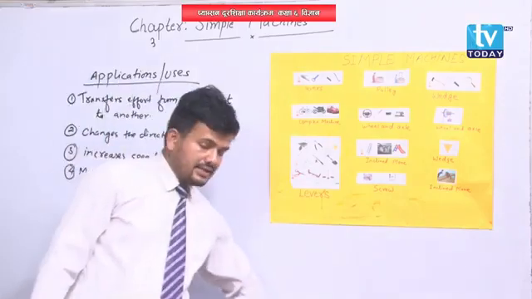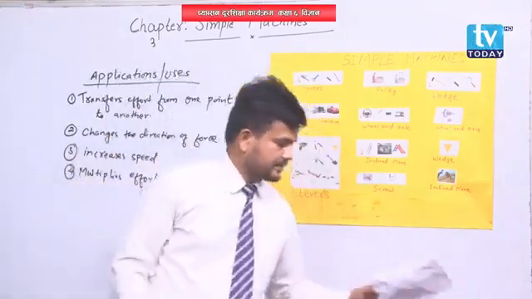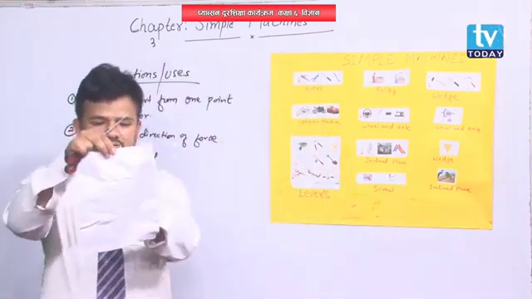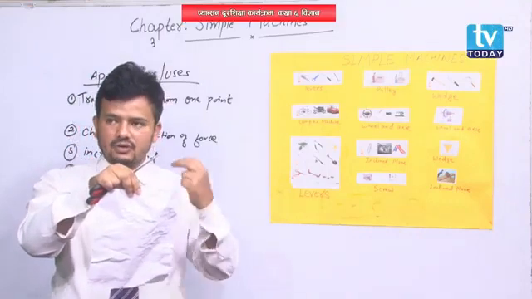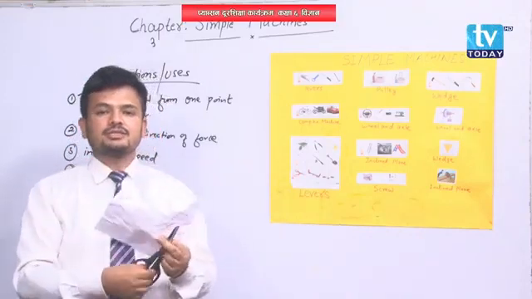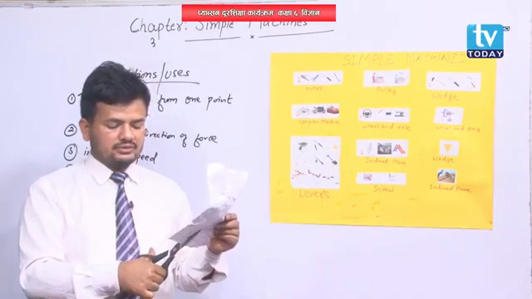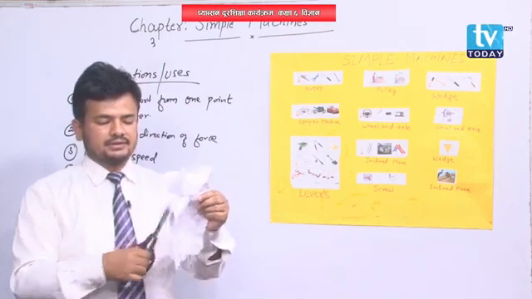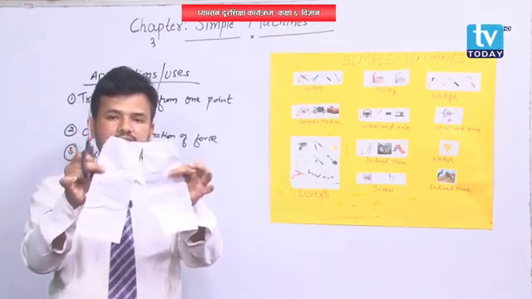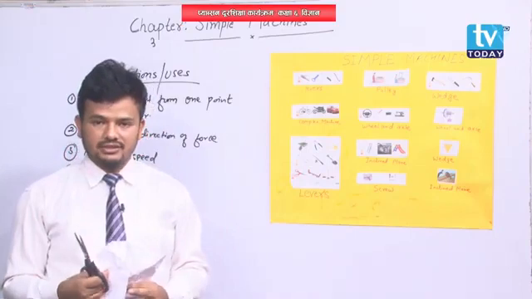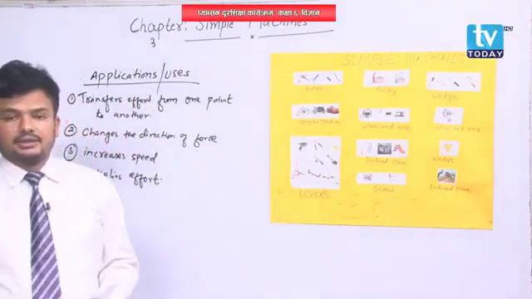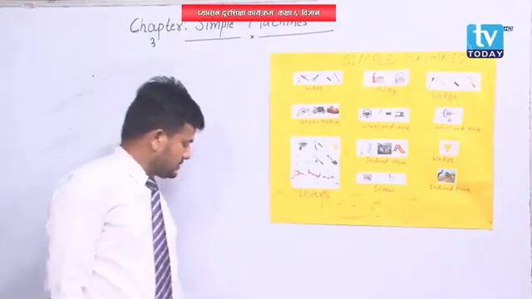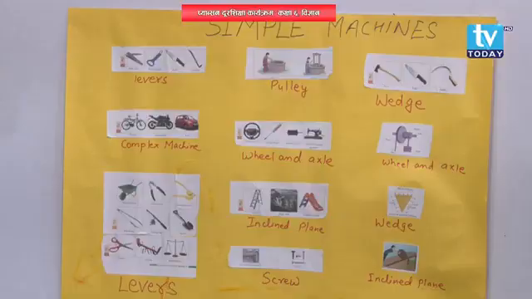Now if I tell you to cut this paper exactly in the middle with your hand, straight in the middle, can you do that? It takes a long time. But if you use a scissor, it's very easy to cut it into two equal halves within a few seconds. See, straightly I have cut in the middle, so it increases the speed of the work as well. So these four are the applications of simple machines. Note down. In the figure also you can see. I'll explain the figure after some time.